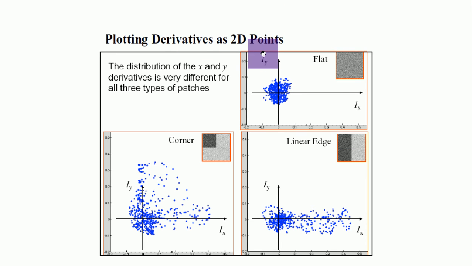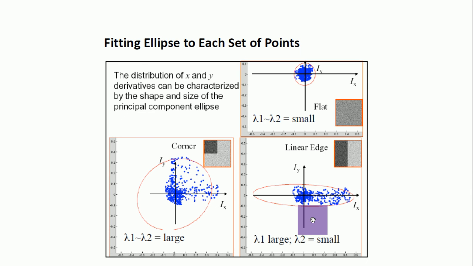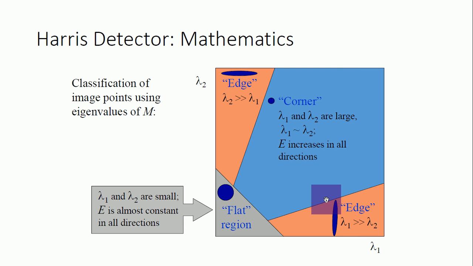Floating derivative is the 2D points like this. We are plotting: this is the corner plotting, this is the flat plotting, this is the edge plotting. It is also that if lambda 1 and lambda 2 are small, then it is flat. If lambda 1 and lambda 2 are larger, then it is a corner. If lambda 1 is larger than lambda 2, then it is an edge.